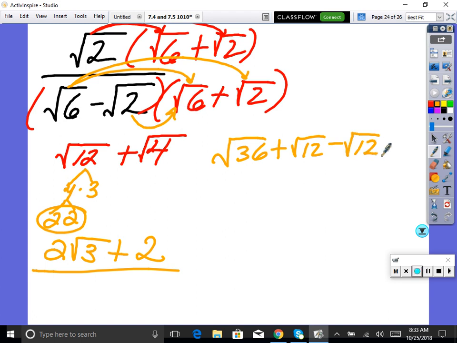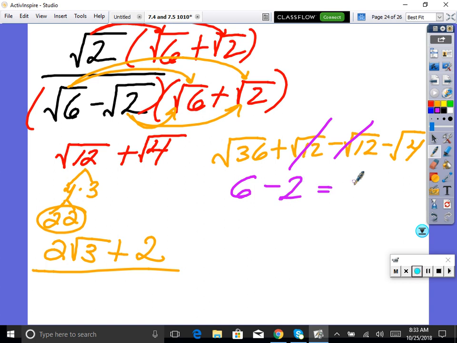Our middle term should always cancel out. And then we have minus root 4. Middle terms canceling out. Great. Root 36 is 6. So we have a 6. Then we have a minus sign. Then we have a 2, which is 4. So our bottom became a 4.